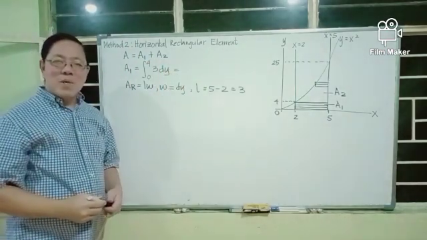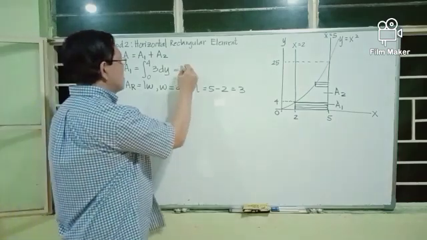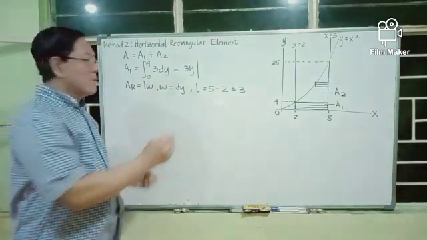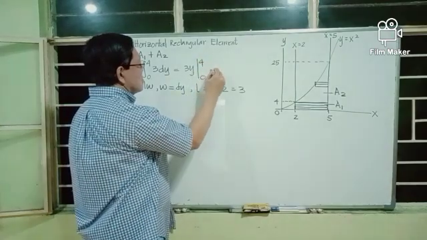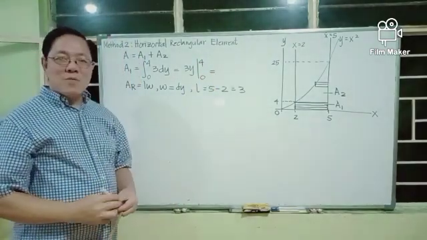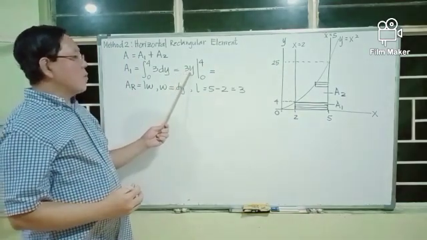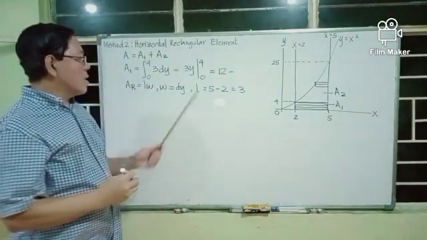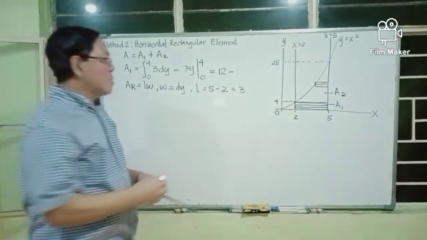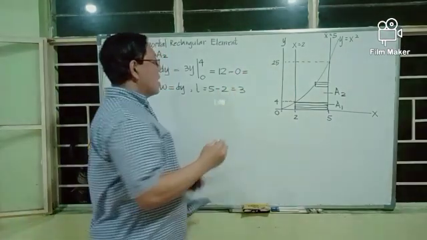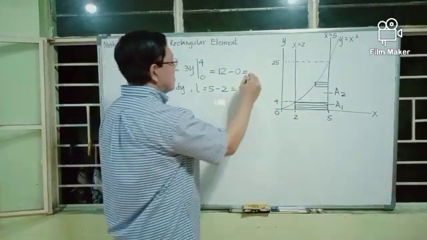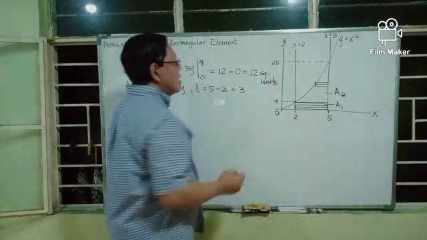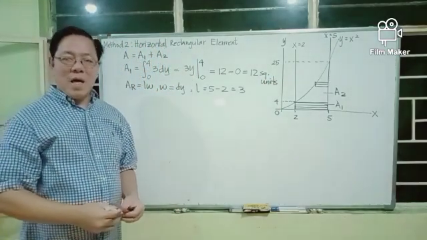And we integrate 3 with respect to y, we get 3y. And we evaluate 3y from 0 to 4. When y is 4, 3 multiplied by 4 is 12, minus when y is 0, 3 multiplied by 0 is 0. And 12 minus 0 is 12. And that's the area A1.